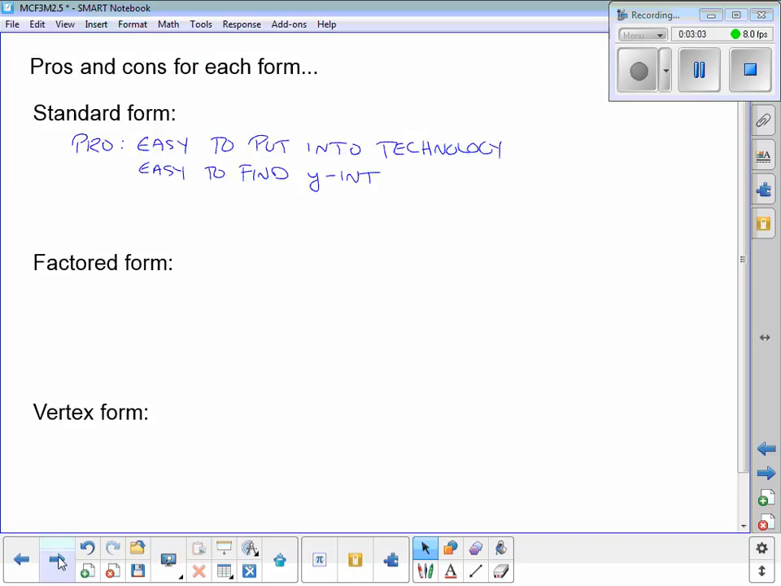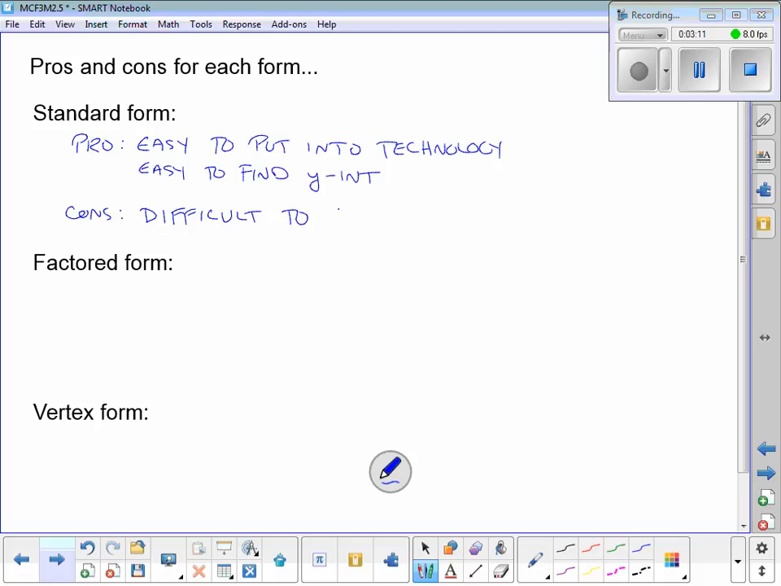Our cons: difficult to graph by hand. The only real way to do it by hand is to create a table of values, which is not desirable if we can avoid that. So there's a time and place for standard form.